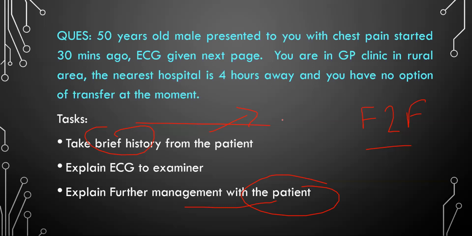After that, the next is just find out if the patient has got any risk factors of MI. And because you already know from the history that this patient cannot have PCI because you can't send the patient to a tertiary hospital and you are in a rural hospital.